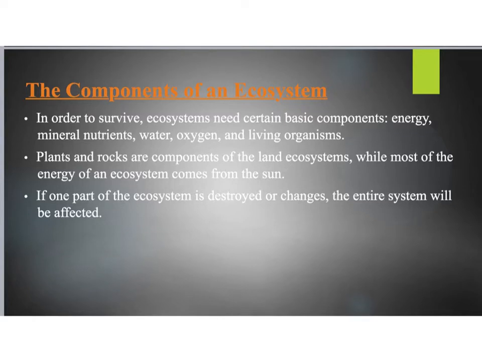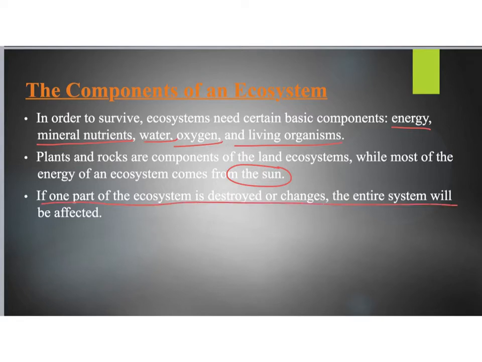So what are the components of an ecosystem? This is sort of what are the parts. If we don't define an ecosystem around a boundary, we're probably going to define it by what we see in the ecosystem. So in order to survive, ecosystems need certain components. We all need these things: energy, mineral nutrients, water, oxygen, and living organisms. Plants and rocks are components of the ecosystem, while most of the energy of an ecosystem comes from the sun. More on that later. If one part of the ecosystem is destroyed or changes, the entire system will be affected.